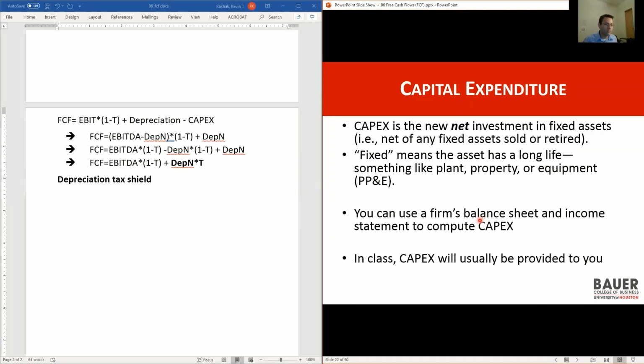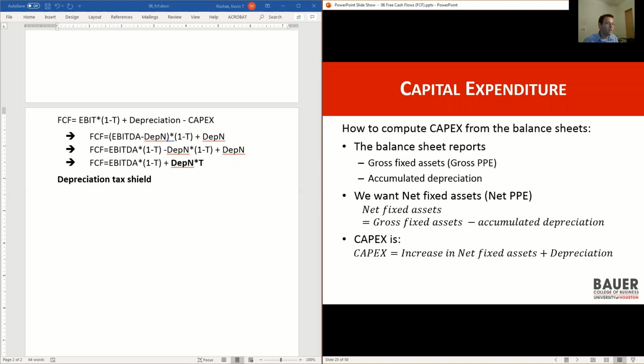We can use the firm's balance sheet and income statement to find CAPX. Usually in this class, I'm just going to give it to you. So in the case study, we just tell you what the CAPX is going to be, and so you don't need to compute it. You could find it from the balance sheet if you wanted to. So if you're not interested in stuff that's not going to be on the test, then you can tune out for now. But if you are interested in the accounting and in figuring out capital expenditures from your balance sheet, this slide shows you how to do it.